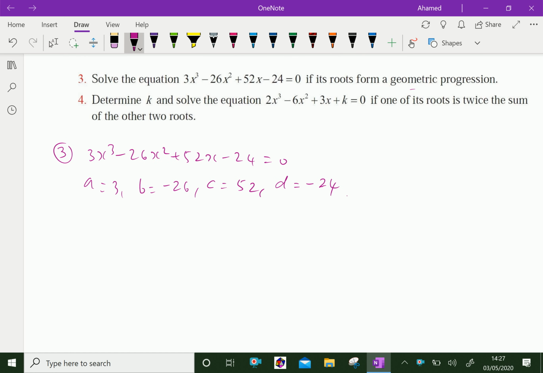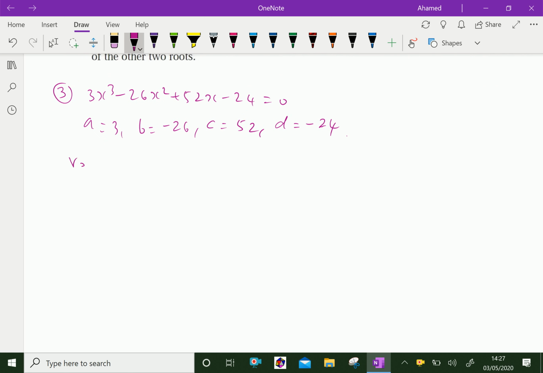Therefore, let the roots be a over r, a and ar. Here this a is the first term of the geometric progression and r is the common ratio. Don't confuse it with this a, which is the coefficient of x cube.